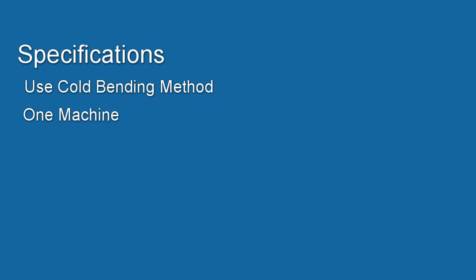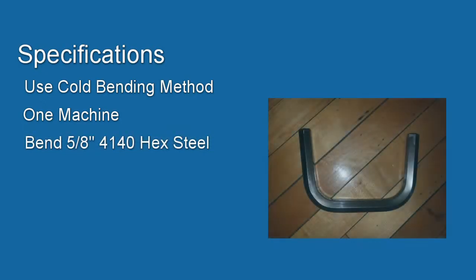Second, the process must be completed on one machine. This will ideally save the sponsor room in his shop floor and make for a quicker and more reliable bending process. Third, as was mentioned earlier, the stock that needs to be bent is 5/8-inch hexagonal 4140 steel.